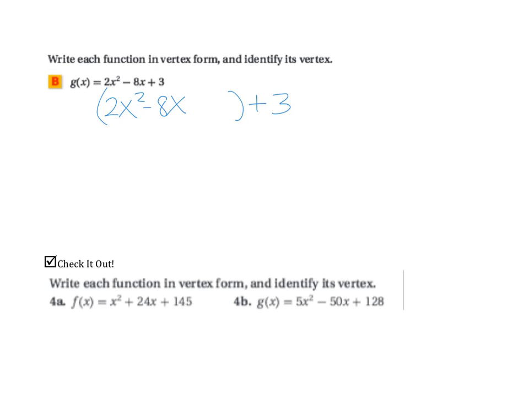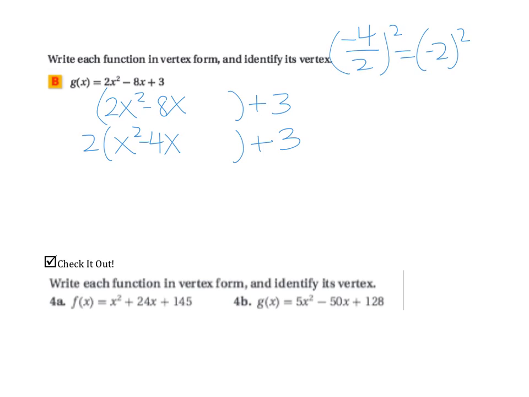Inside parentheses, outside parentheses. Okay, I can't have a number in front of my x squared, so I need to pull out a factor. Now I'm ready to do b over 2 divided by 2. So it's going to be plus 4. But remember, I'm multiplying by 2. And I'm adding inside the parentheses, which means I'm subtracting outside.